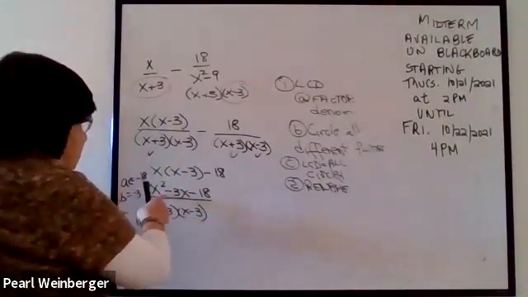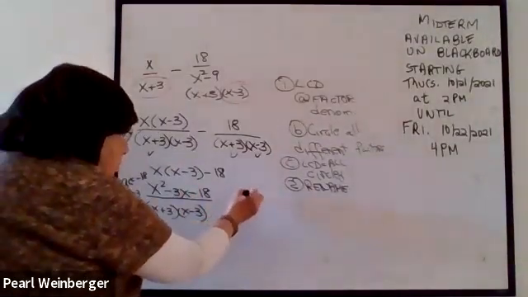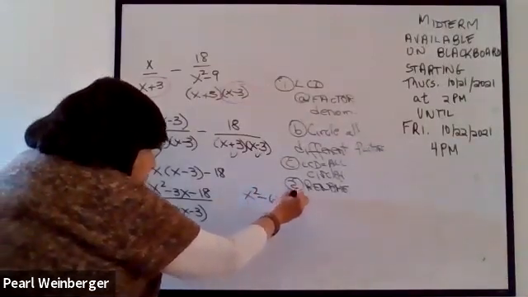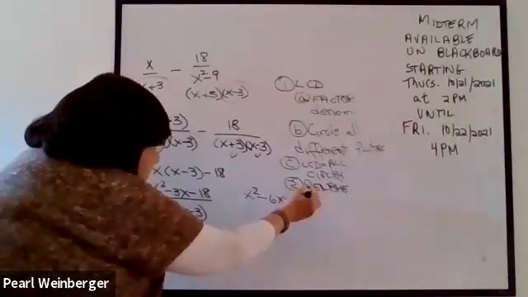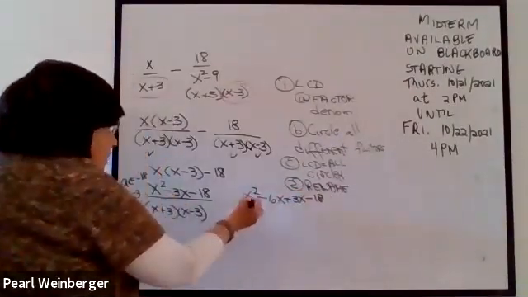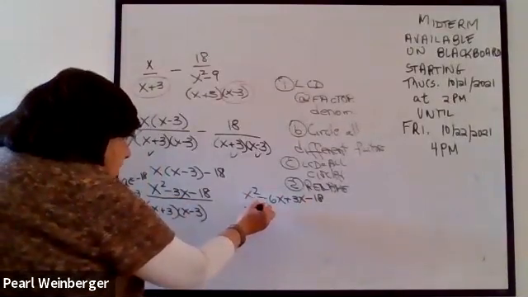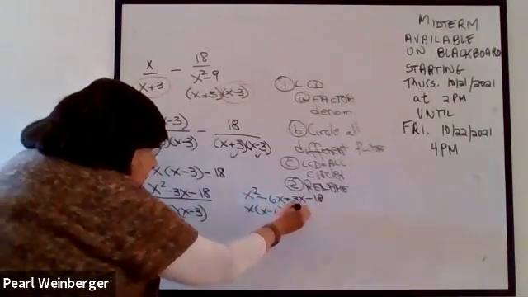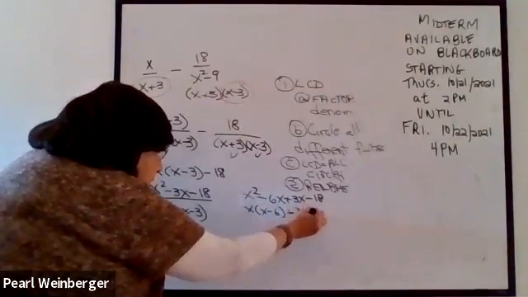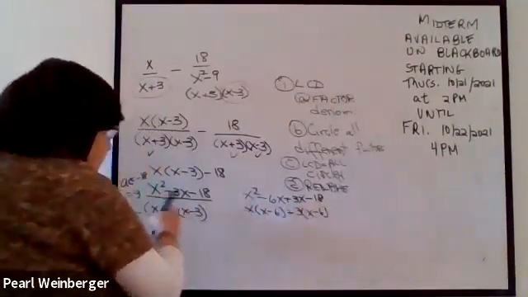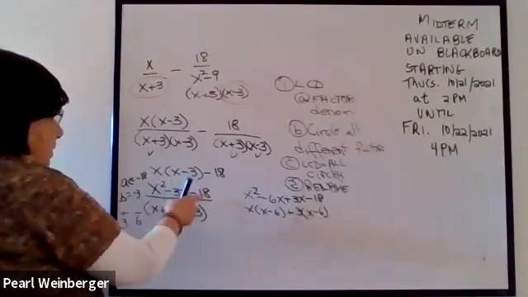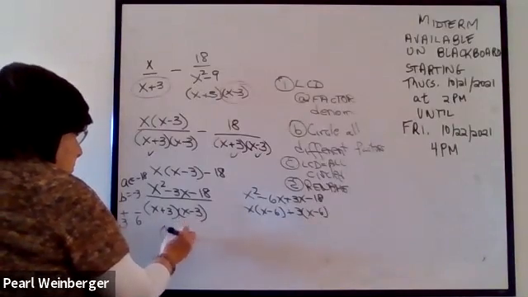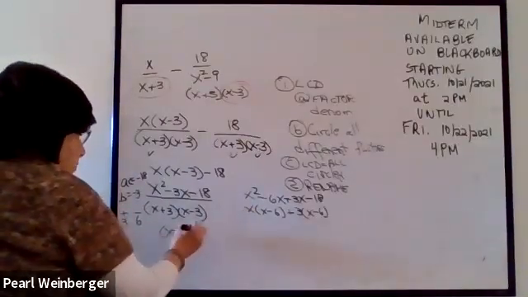In other words, this x squared minus 3x minus 18, we're going to break up into x squared minus 6x plus 3x minus 18. So we can factor out in the first group an x, and we get x minus 6. And in the second group, we have a 3 common factor, so we can factor out that 3, and we get x minus 6 as well. So this x squared minus 3x minus 18 ends up being x minus 6 times x plus 3.